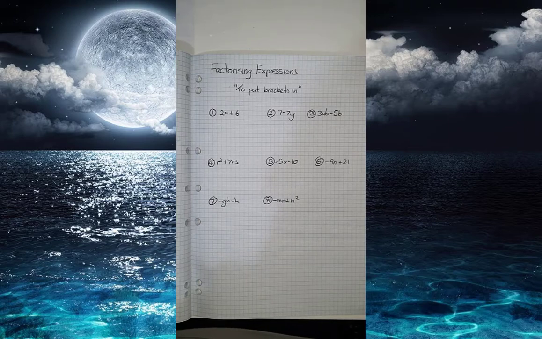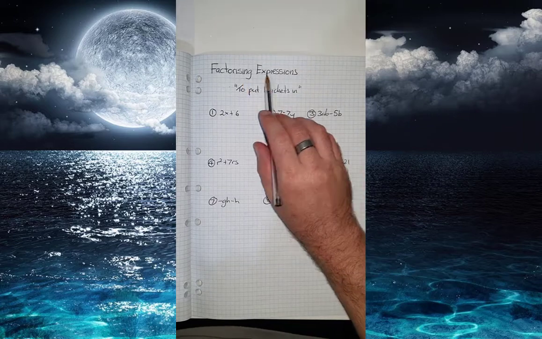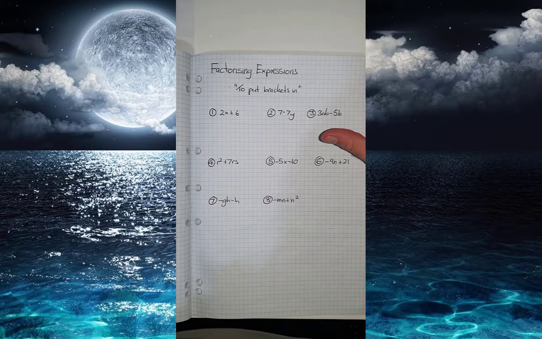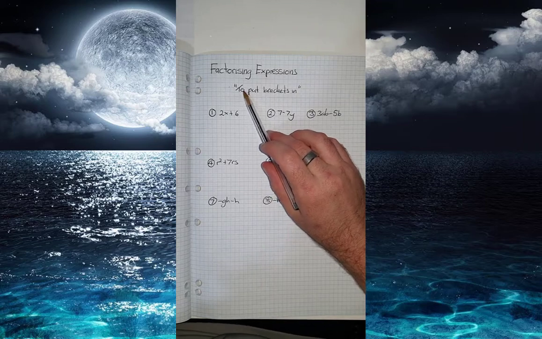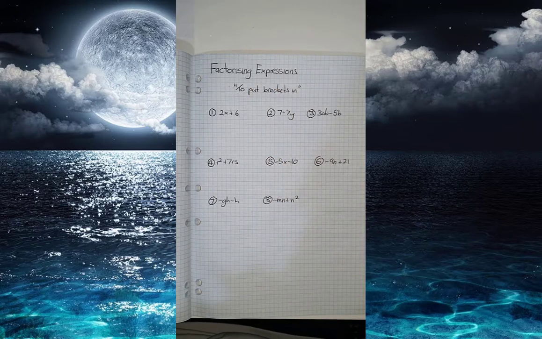So moving on from our last video where we were factorizing terms, or finding the highest common factor between two terms, we're going to utilize that skill to factorize expressions. Now, I don't really like the term factorization. It has really negative connotations and it just seems hard and overbearing. So we're not going to use that. We're going to use the term to put brackets in.